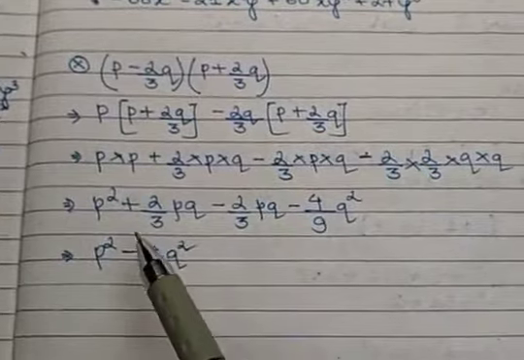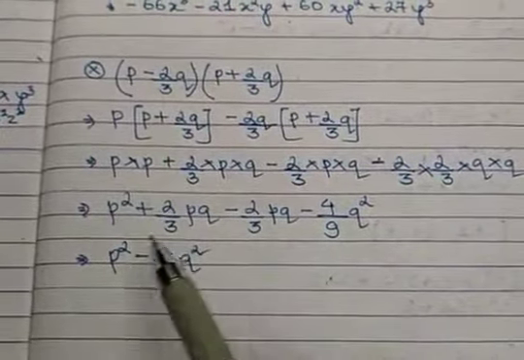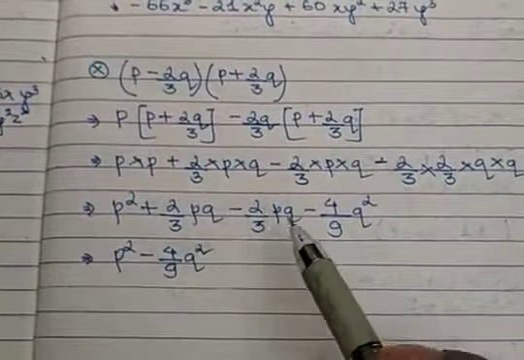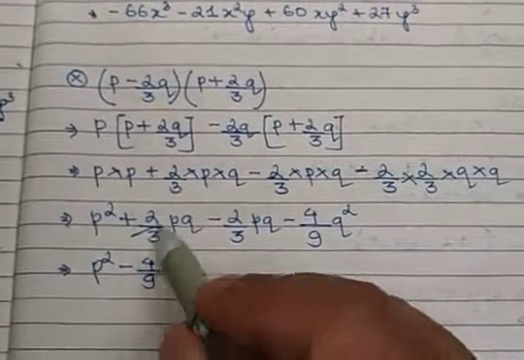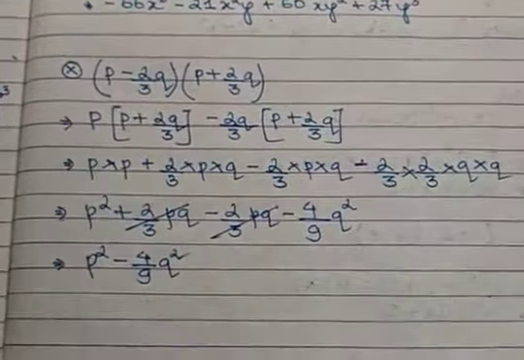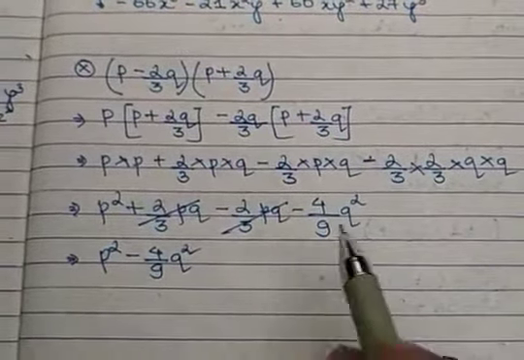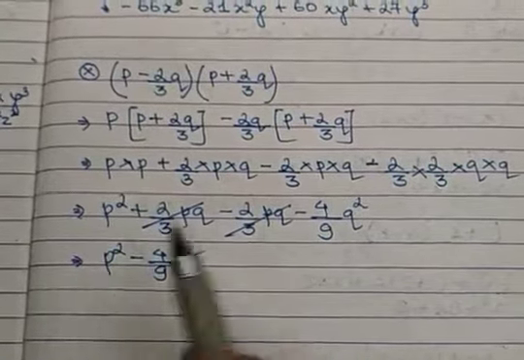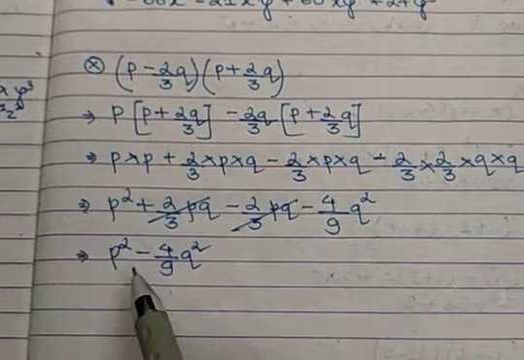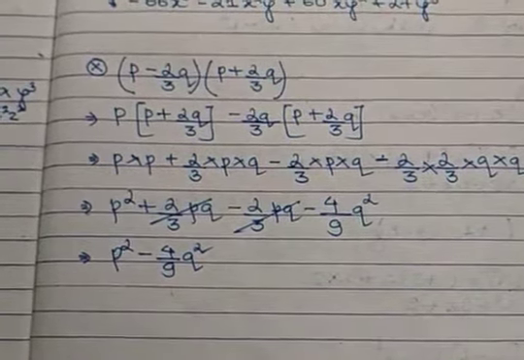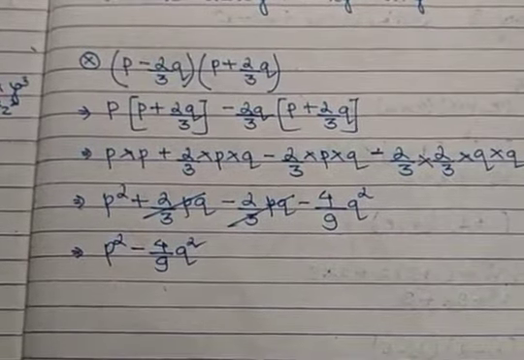Then after all the terms, I got p square plus 2 by 3 p cube minus 2 by 3 p cube minus 4 by 9 q square. Now what do I see here? Plus 2 by 3 p cube and minus 2 by 3 p cube are like terms, isn't it? Like terms with opposite signs and the same constant, so they can be cancelled. That is how I got my answer as p square minus 4 by 9 q square.